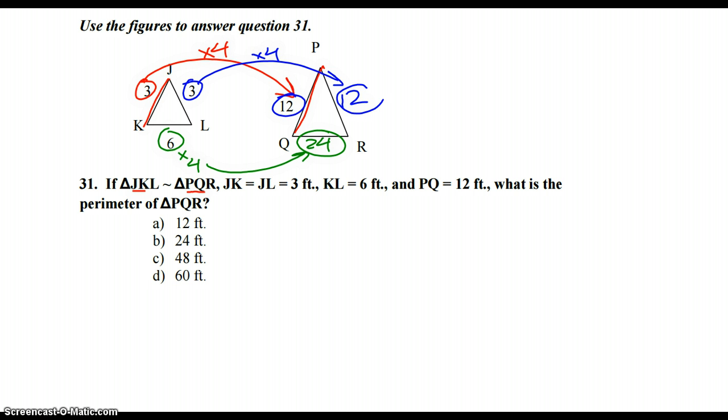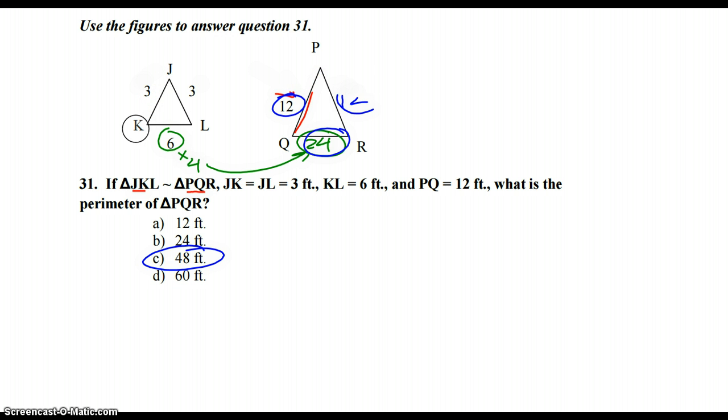So I've got to add up all of these things. 12 plus 12, which is 24, plus this 24 gives me 48 feet for a perimeter of that triangle. Alright, so unlike what I just did there, make sure you read the question first. I mean, I did. I didn't read it out loud. I knew what I was looking for.